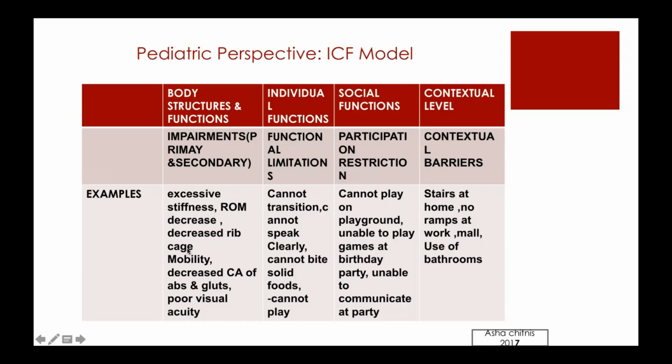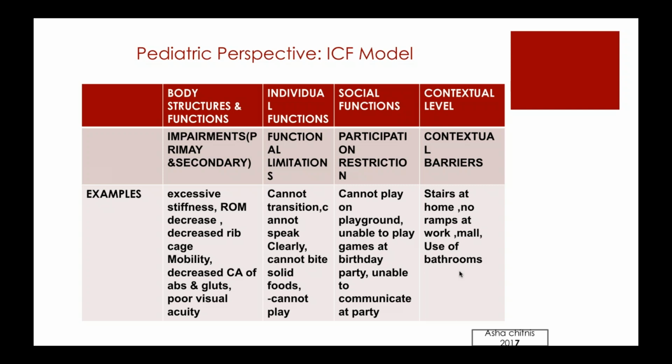Again, just to give you a perspective, any stiffness, decreased range of motion, or ribcage mobility issues are your primary and secondary impairments. Because of this, they can't transition, they can't speak, they can't walk, they can't bite. But social participation, and I'm repeating this one more slide, is that they can't play, they can't go to birthdays, they can't communicate. And contextual factors are stairs at home, no lifts, no ramps, and no rails in the bathroom at the malls. All these things come up when you really look at that child in totality.